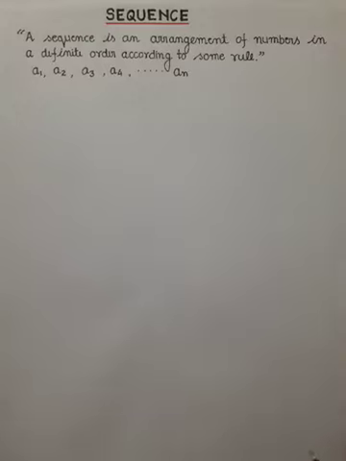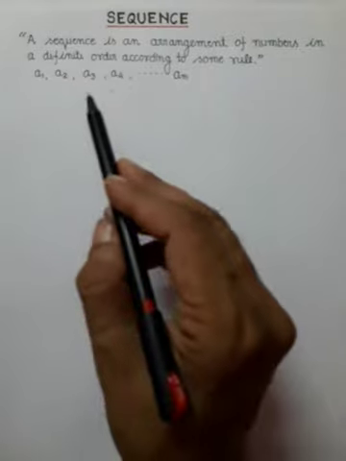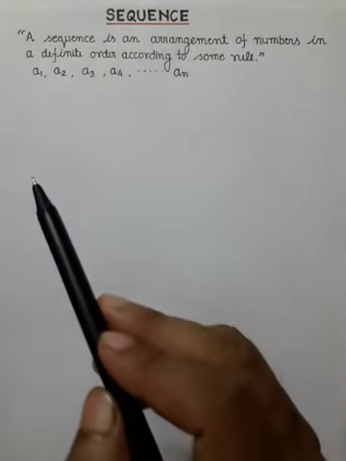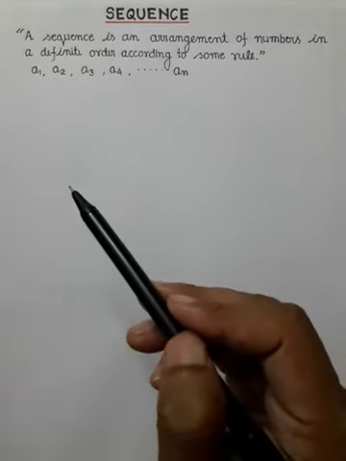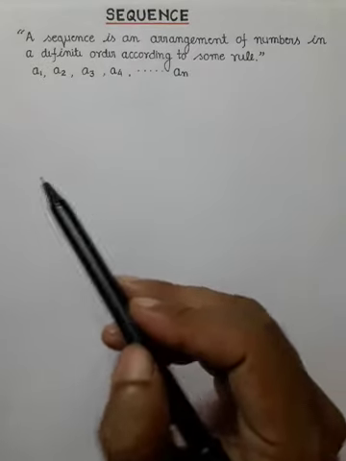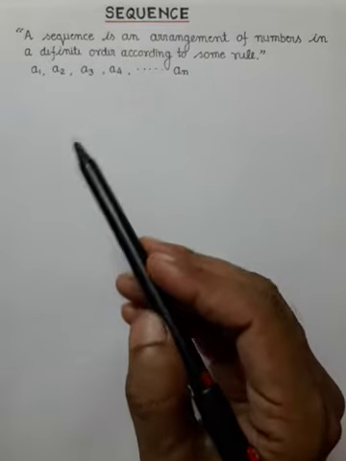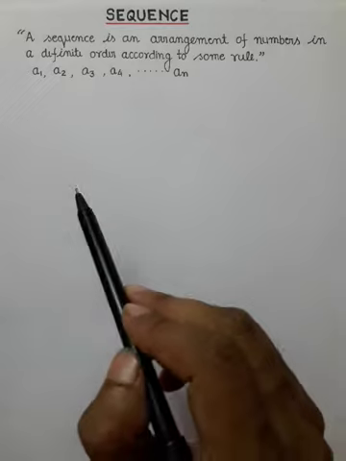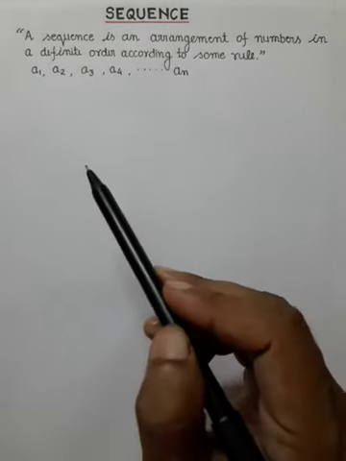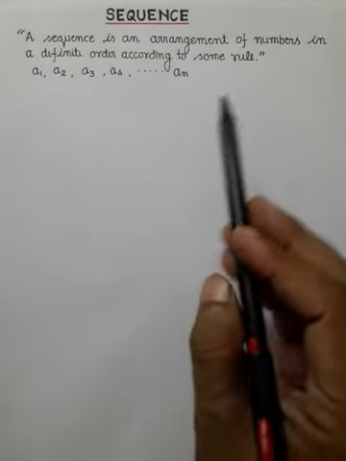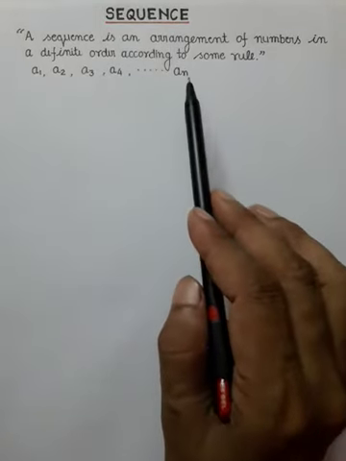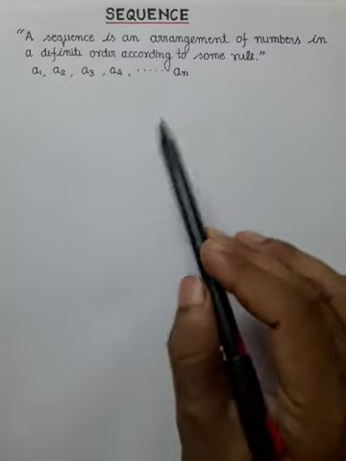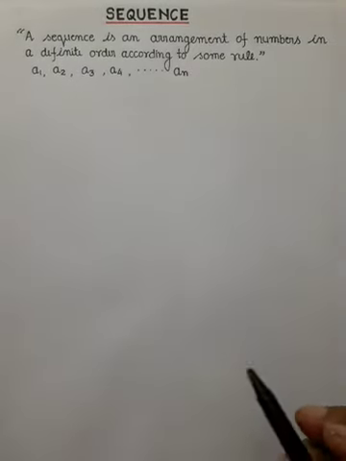Let we have a sequence like a1, a2, a3, a4 up to an. So here basically a1 is the first number, or you can say the number at the first position, so it is considered as the first term. Similarly a2 is the second number, or we can say it is the number at the second position, so it is considered as the second term. Similarly a3 is the third term, a4 is the fourth term, and now the last term is here an. So basically an is the nth number, or we can say it is the number at the nth position, so it is considered as the nth term.